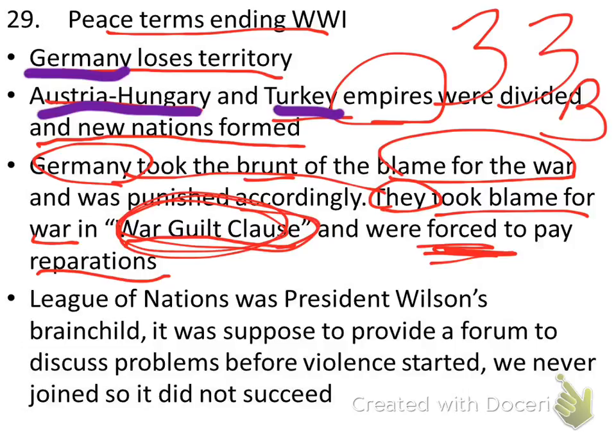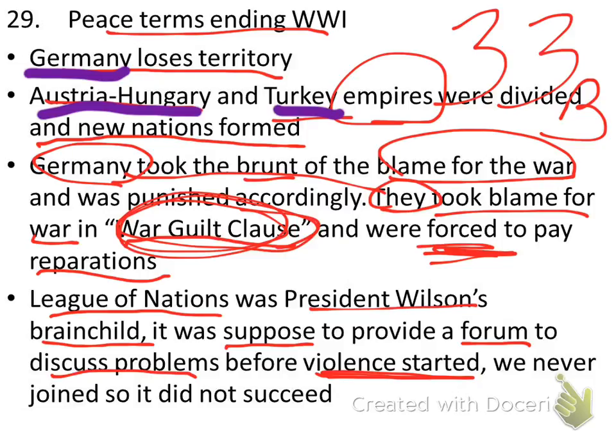Our final bullet, the League of Nations, which was, again, President Wilson's baby, his brainchild, was supposed to provide a forum to discuss problems, and I gave you an example of a boundary dispute between the United States and Mexico a few minutes ago, before violence starts. Countries can sit down in an environment with other countries, state their issues, state their beliefs, state what they think happened, and then a situation like a boundary dispute can be remedied before violence begins, before we start shooting.